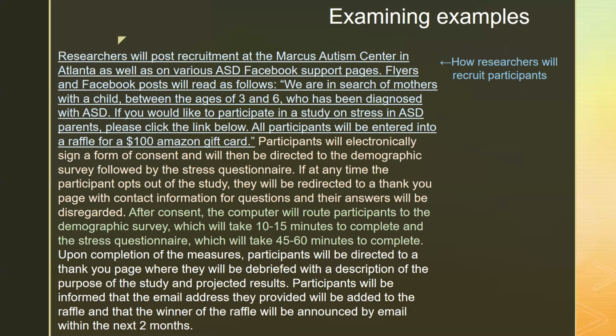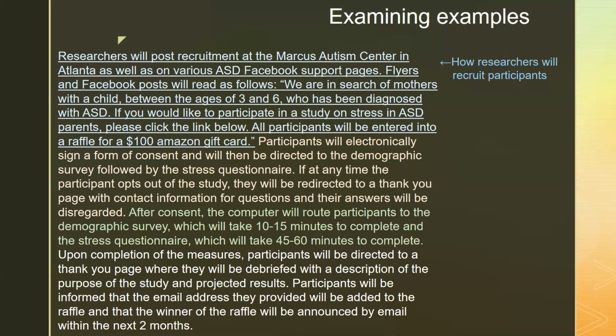So let's go ahead and look at some examples. This is a procedure section from one of the papers that we've been looking at examples of in the other two Edpuzzles. And so we see that the beginning of this procedure section starts with how researchers are going to recruit participants. And so it reads, researchers will post recruitment at the Marcus Autism Center in Atlanta. And so we're saying who's doing what and where.